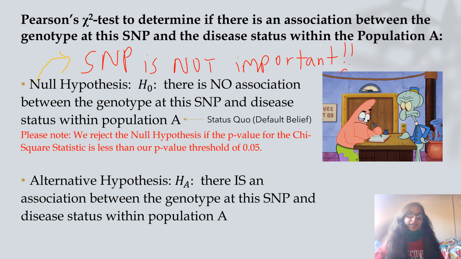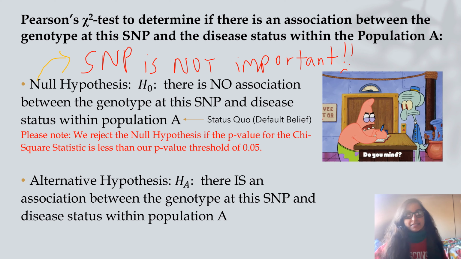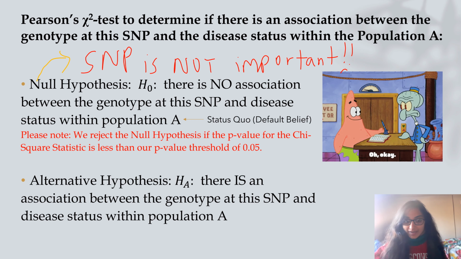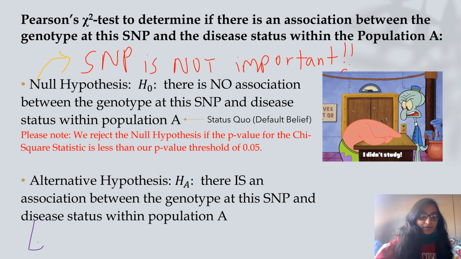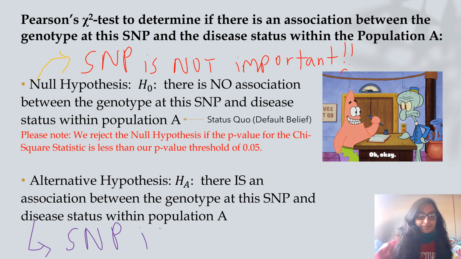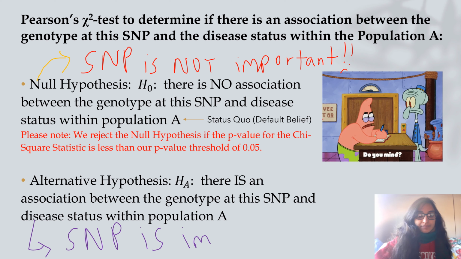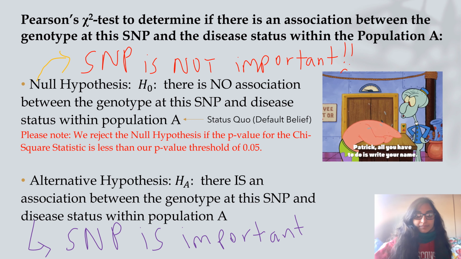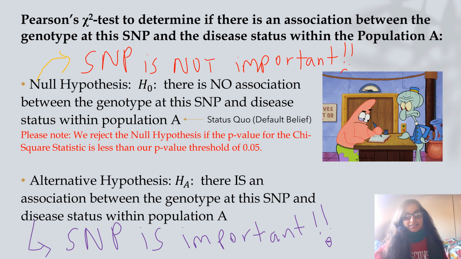But the alternative hypothesis is saying there is an association between the genotype of the SNP and the disease status within population A. That could be a protective effect, that genotype can protect us from the disease, or maybe it leads to it, but the SNP is important. That's what the alternative is saying. So the smiley is very shocked. It's like it's an important SNP.